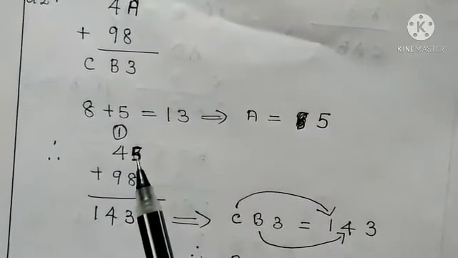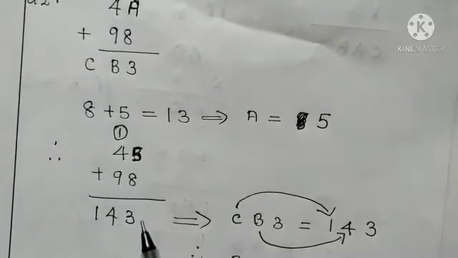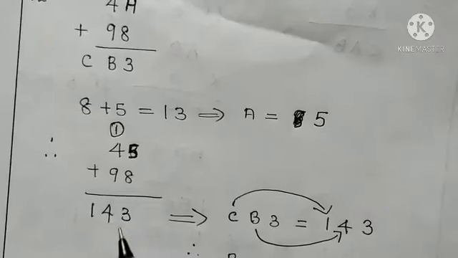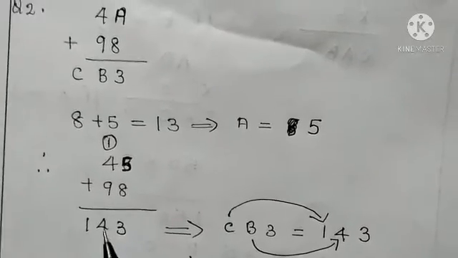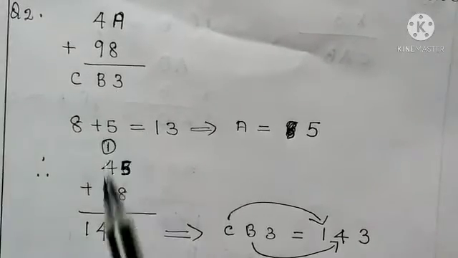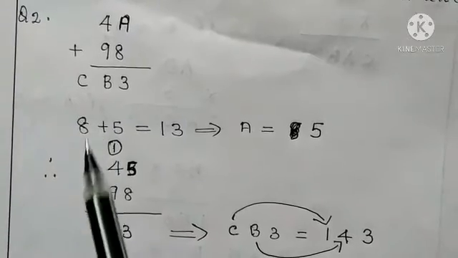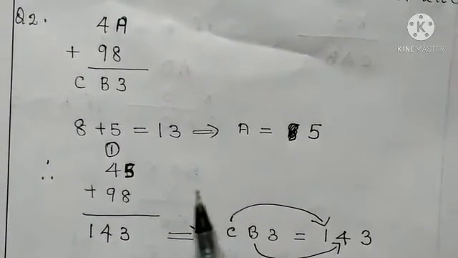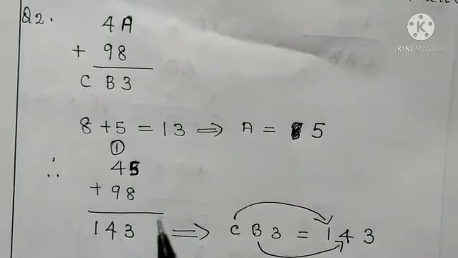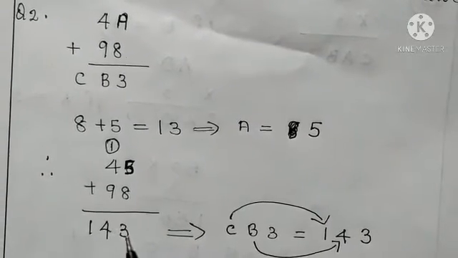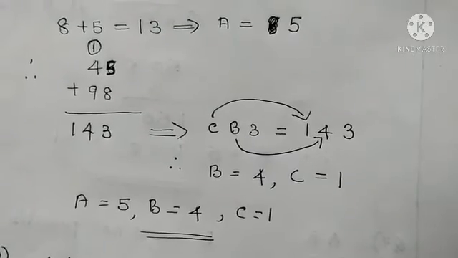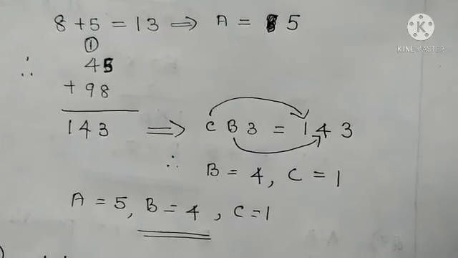Add these two numbers, 5 plus 8, 13, 1 carry, then we will get here 14. So we can write in the place of B 4, C is equal to 1. So we can write A is equal to 5, B is equal to 4 and C is equal to 1, right? So you can conclude the answer like this.